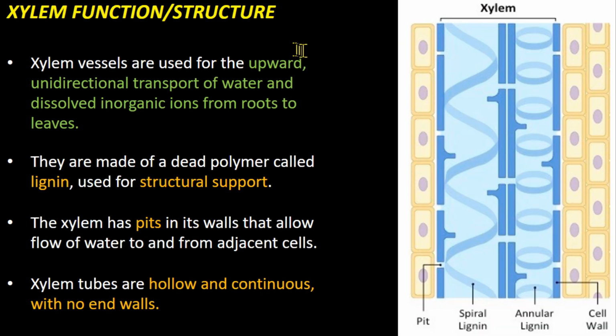Xylem vessels are used for the upward unidirectional transport of water and dissolved inorganic ions from roots to leaves. They are made of a dead polymer called lignin, used for structural support.